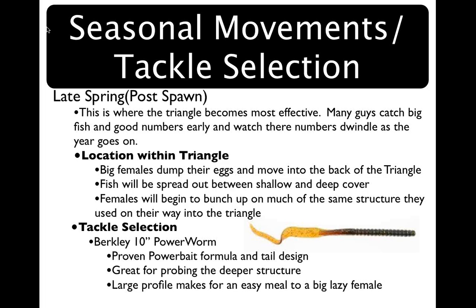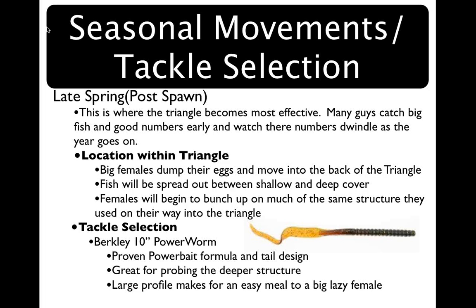Generally, you're going to use the same contour lines to travel back and forth from where they spawn to where they winter or their summer patterns, and unless something crazy changes, then they may deviate off their general path. But this is usually, for me, when this triangle becomes the most effective, because most guys, early in the spring when the fish are moving up, it seems like it's easier to catch them, right? It's easier to find them. We know which direction they're going.